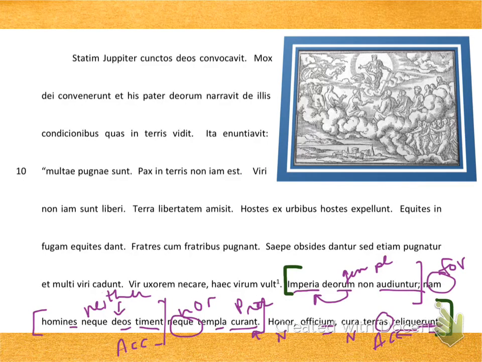I'd like to build the argument that because there is no et between terras and officium, and the fact that it is not a direct object, and the fact that officium is sandwiched between two nominative case nouns also indicates that officium is part of that nominative sandwich. Those three words work together as the subject of reliquerunt. Honor, officium, cura, reliquerunt terras.